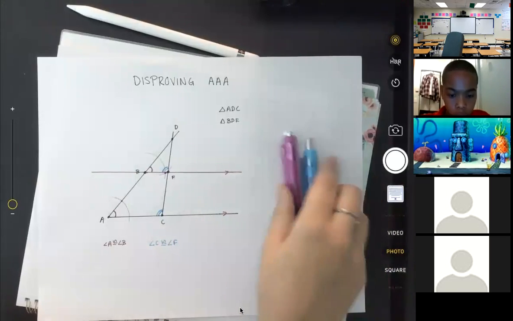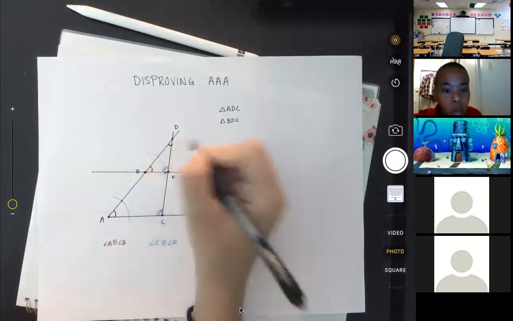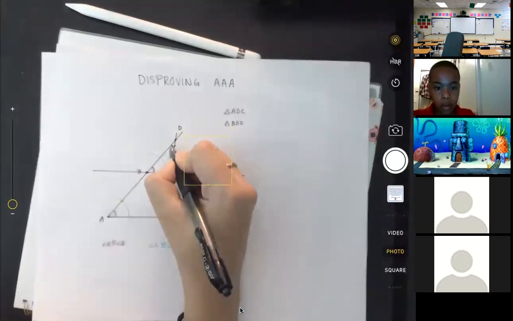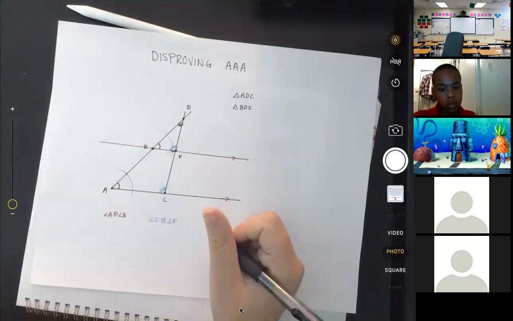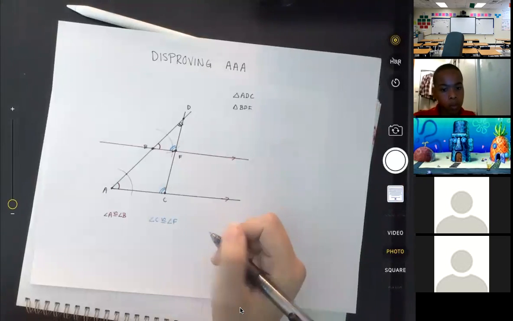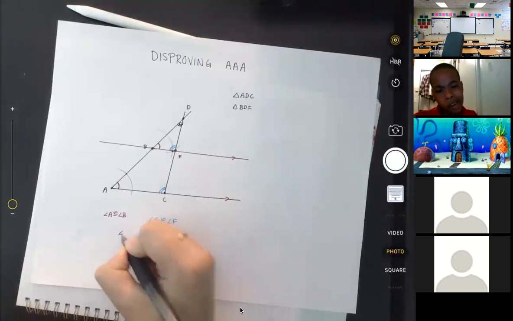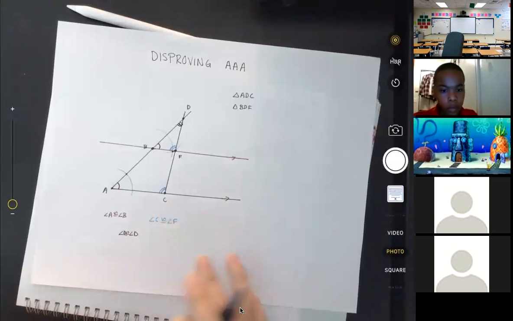Now, what about angle D to itself? Because angle D is in both triangles. Both of them have angle D. Is angle D congruent to itself? It's not a trick question. Is angle D congruent to itself? Yes. And what's that called? Reflexive. So angle D is congruent to angle D.